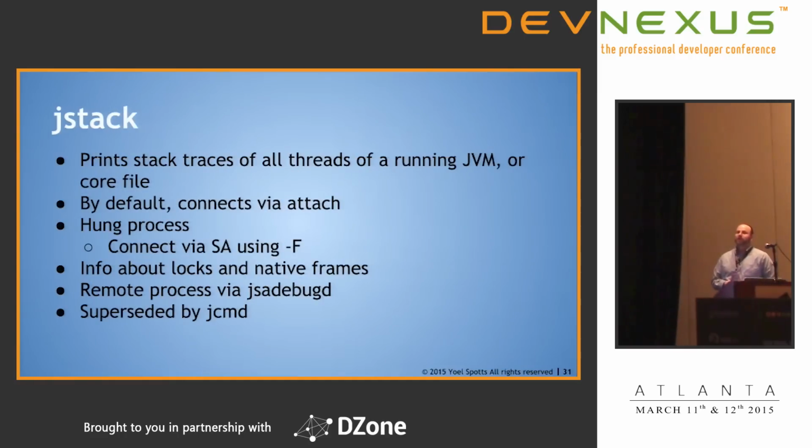Okay, so those two were the JVMStat. Those two utilized the JVMStat communication entry point into the JVM. Now we're going to take a look at some of the utilities that use the attach API and the serviceability agent.